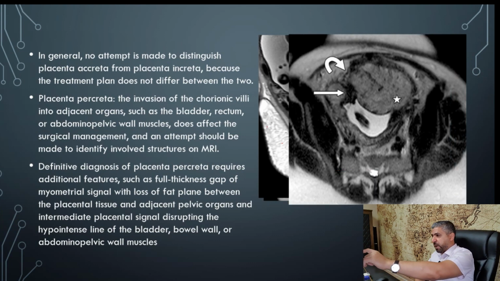Let's see this example here. Again, it's lumpy, it's rounded, the edges are not smooth, and it's thick with a prominent vascularity, and the myometrium is not very well differentiated. However, if you look here, it's eroded the myometrium and it's invading into the surrounding structures.